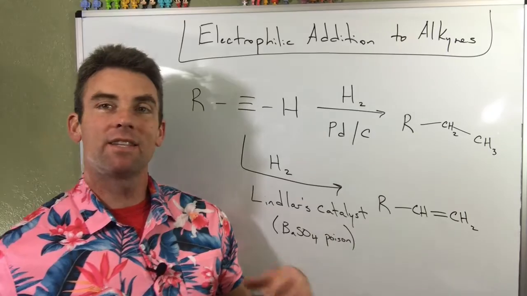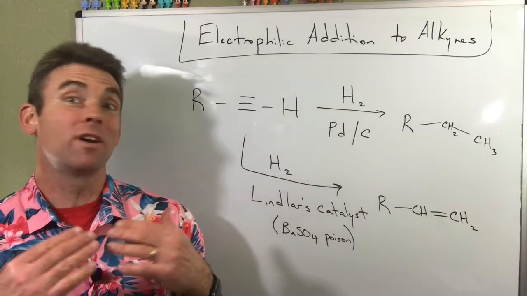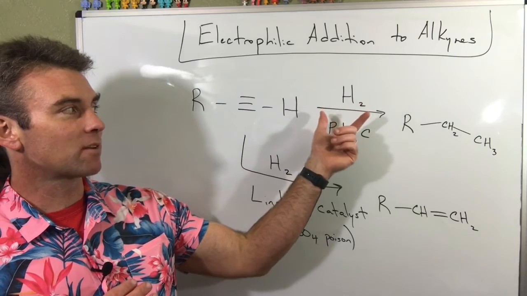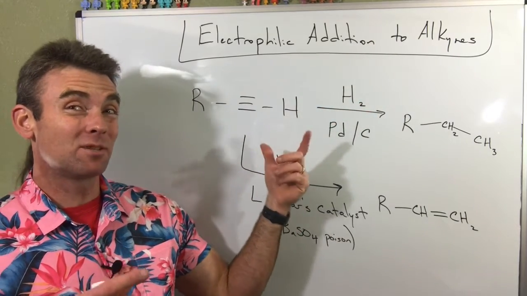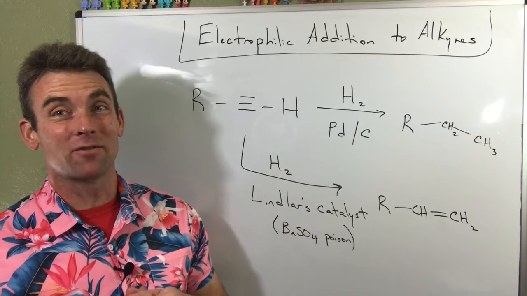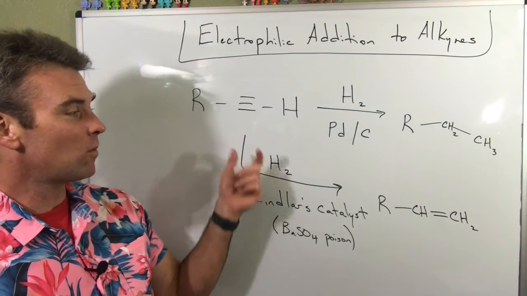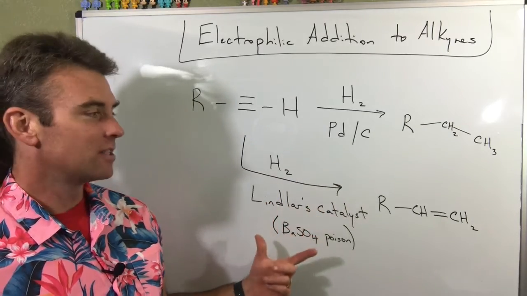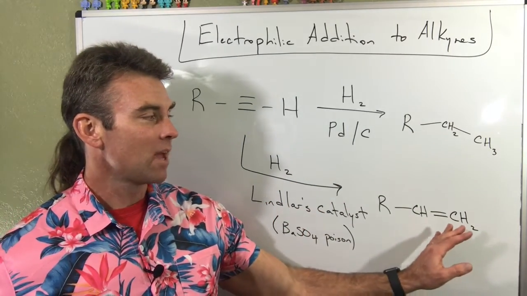And so it's very similar to that 1 equivalent idea, where if we just want hydrogen to react once, we would like to just be able to say 1 equivalent of hydrogen, but unfortunately the reactivity of hydrogen is a little bit different. So what we have to do instead is take a catalyst and poison it a little bit so that it doesn't go all the way.